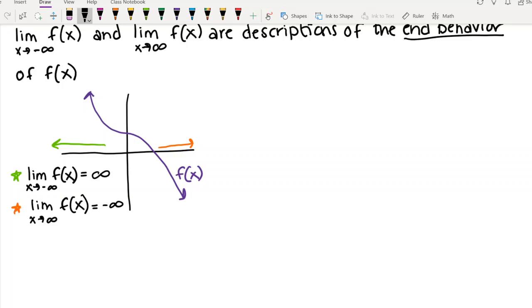So that's one type of situation that you might have when you're doing limits at infinity, one where the ends of the function are either both pointing up, both pointing down, or one of them's pointing up and one's pointing down. You could also have a graph that looks more like this one. So you might have a graph where it eventually flattens out to a particular height.